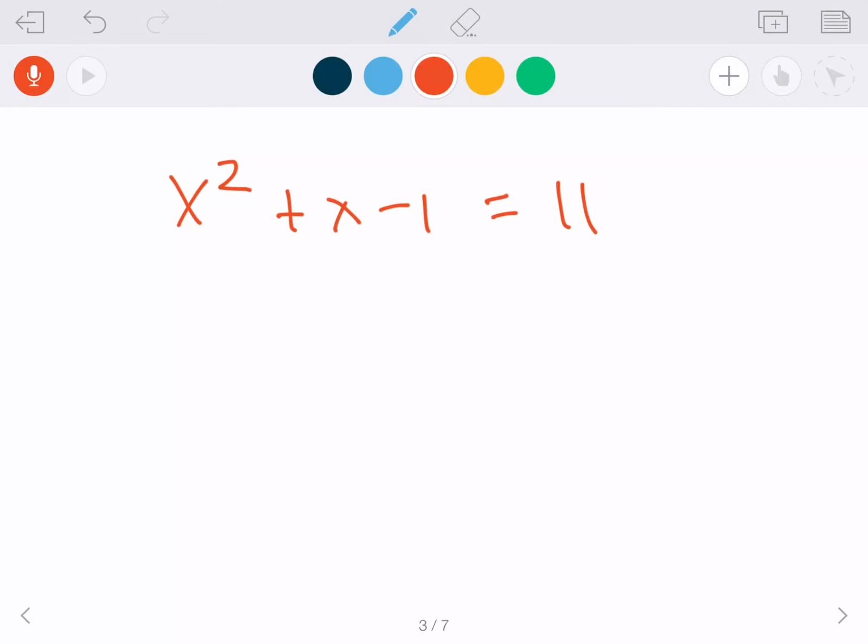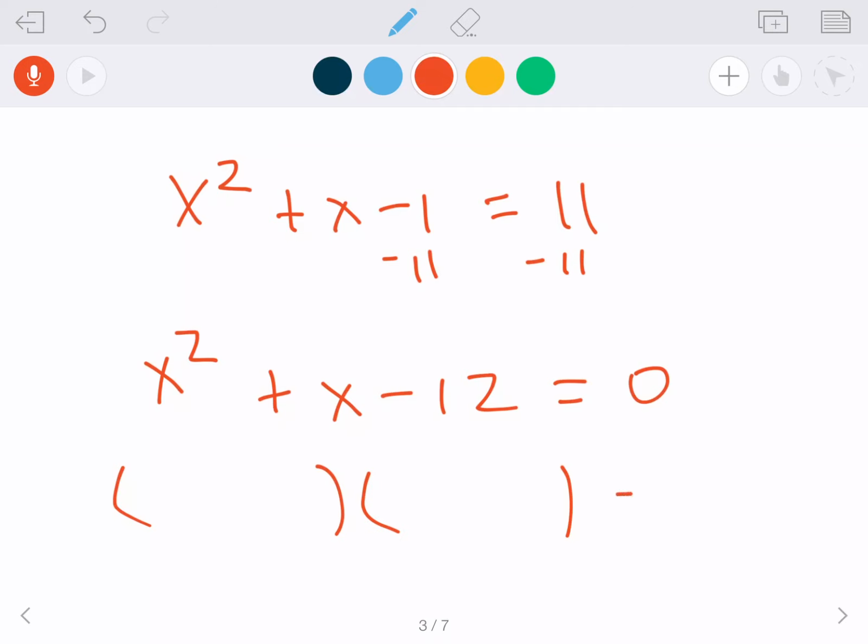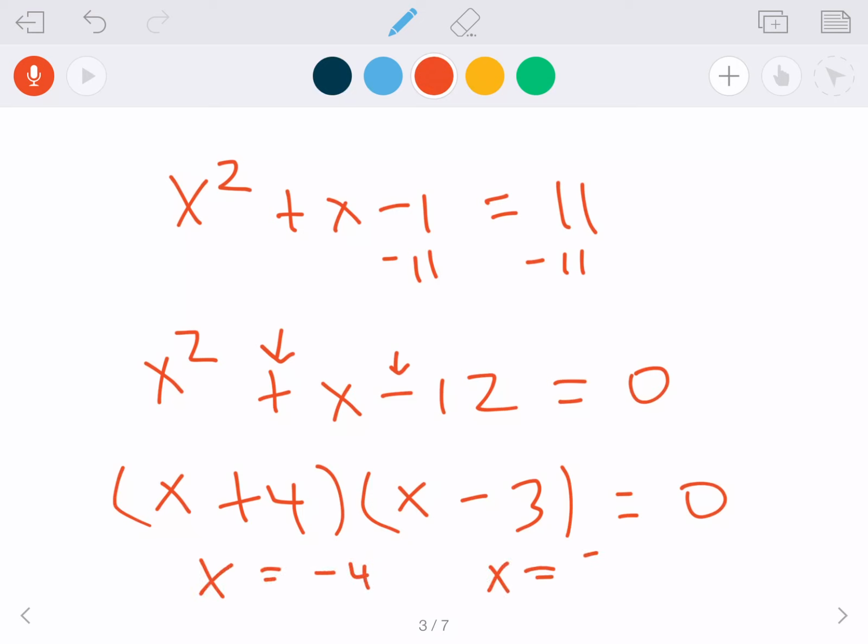I see that it's quadratic, so I really want this to be in standard form where it's equal to 0 on the right side. So I'm going to move that 11 over here. And then what I'm hoping for is that this is something I can factor. So I've got x and x. I need factors of 12 that will subtract to give me 1. That would be 4 and 3. The signs are different, and the larger one is positive. And so I've got that x can be negative 4 or x can be 3.